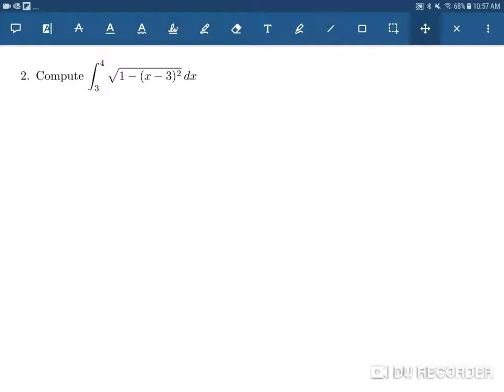In this example, we are asked to compute the integral of the square root of 1 minus (x minus 3) quantity squared. The way I do this is I'll try to sketch the graph of this function. So to do the graph of the function, I'll just write y equals the expression here. And I'm going to square both sides so I could get rid of the square root.